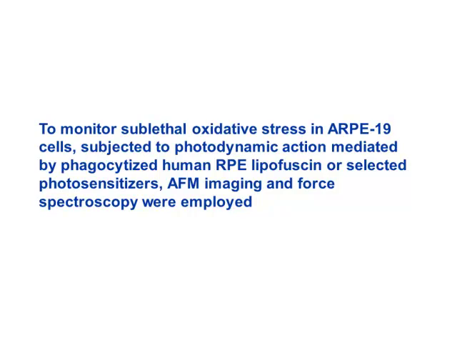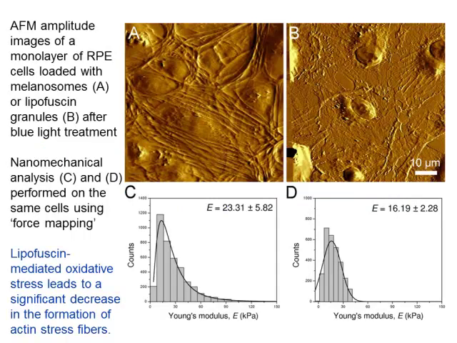So we used atomic force microscopy, imaging, and force spectroscopy. So here, of course, the data. These are control ARPE-19 cells containing lipofuscin, but without irradiation with light. Here, after irradiation, you can see some important changes in their morphology. But the nanomechanical analysis actually shows even more profound changes. This is a typical distribution of the Young's modulus determined in different parts of the cells. It shows a typical log-normal function, while the photodynamically treated shows more Gaussian. And if you compare the data, it should be obvious that photodynamically treated cells are much softer than those that had not been treated.